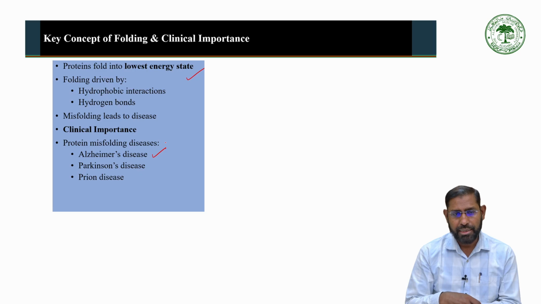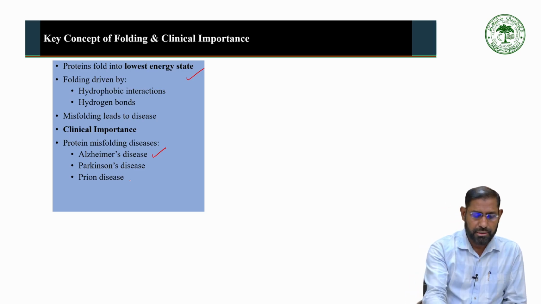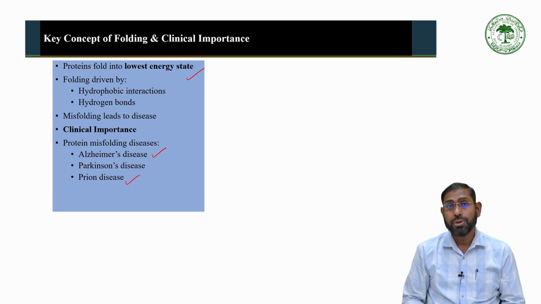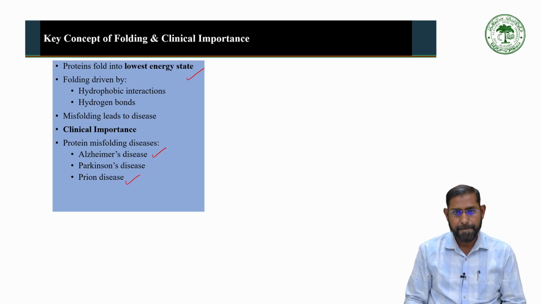Then Parkinson's disease is also a kind of neurodegenerative disease, a motor disorder, and this is also because of the misfolding of the protein synuclein. Then prion disease is also because of misfolding of proteins, which I explained. These diseases have very clinical importance. That's why we need to understand the mechanism and how proteins are folded, and their importance for life.